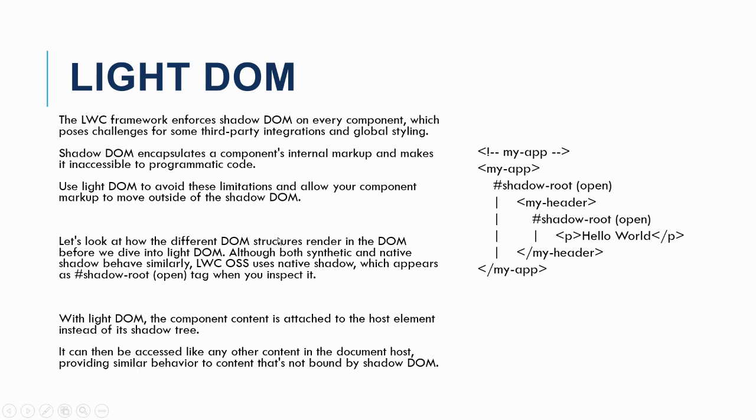Now what does light DOM do? Light DOM attaches the component to the host element instead of the shadow tree. Here, for example, this p tag in which we have hello world is tagged with my header, which is the shadow root for this purpose, but it is not tagged with my app, which is the host element. With the help of light DOM, it attaches our elements or tags to our host element or host tag. This is one of the advantages of light DOM.